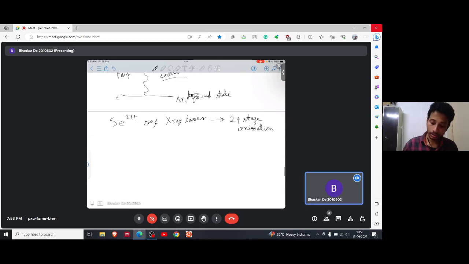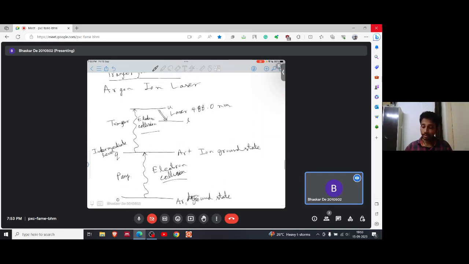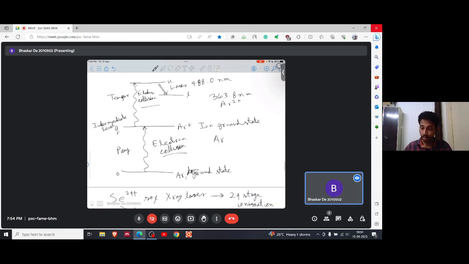So in case of selenium, the laser has a wavelength of 20.6 nanometer, and again if there is another step of ionization in argon, then we will have another lasing action, and that will be of 363.8 nanometer. This happens from argon 2 plus, and this is happening from argon plus. So this is for argon plus, this is for argon 2 plus.